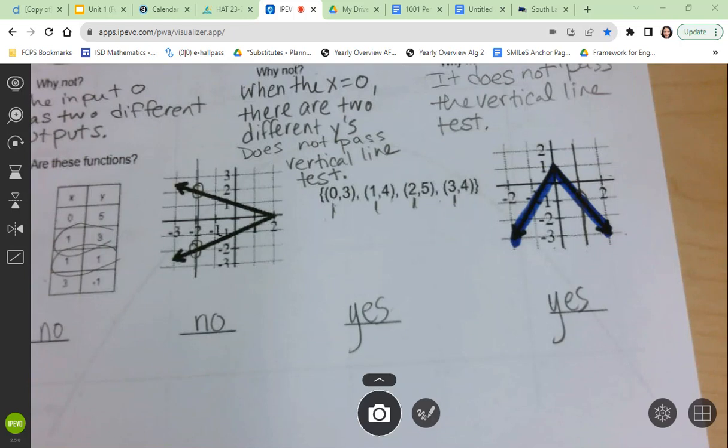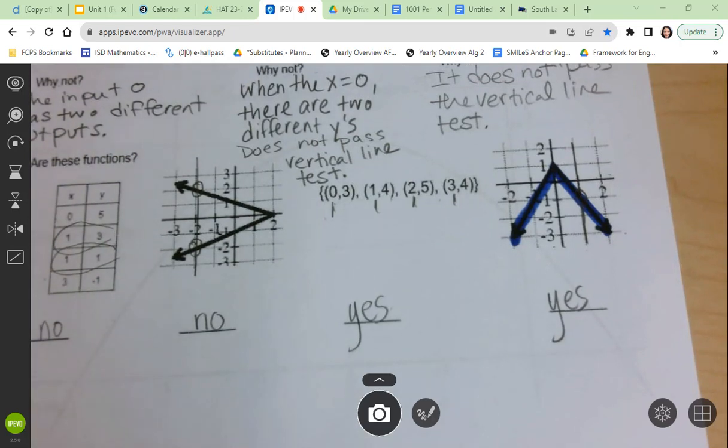Who has a question before we turn the page? Alexis, can you put your computer away? Thanks. Did you finish the notes on this page, or do you need to catch up? I'm not finished. You're good? Okay, let's turn the page.